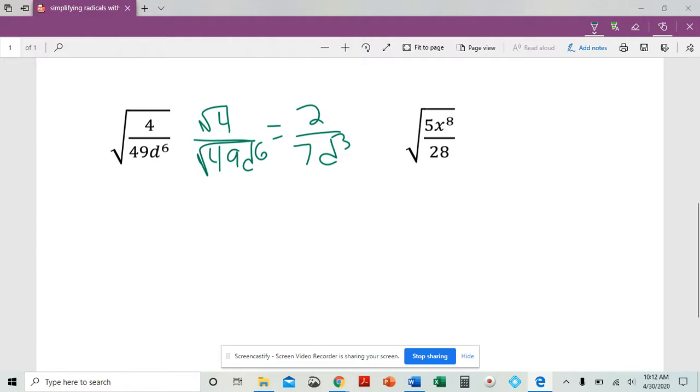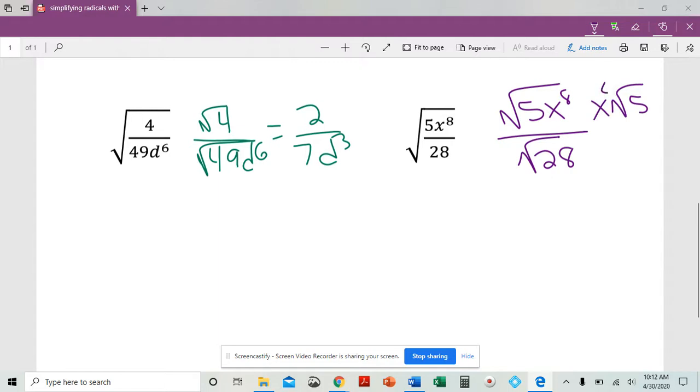So again, let's rewrite it. We'll change colors because this one might get a little long. All right, so the square root of 5x to the 8th over the square root of 28. Well, square root of 5, that's already prime, so we know that that's going to stay in there. So we're going to have the square root of 5, x to the 8th, the square root of that, we're going to be able to figure out is x to the 4th, so that's going to go on our outside.